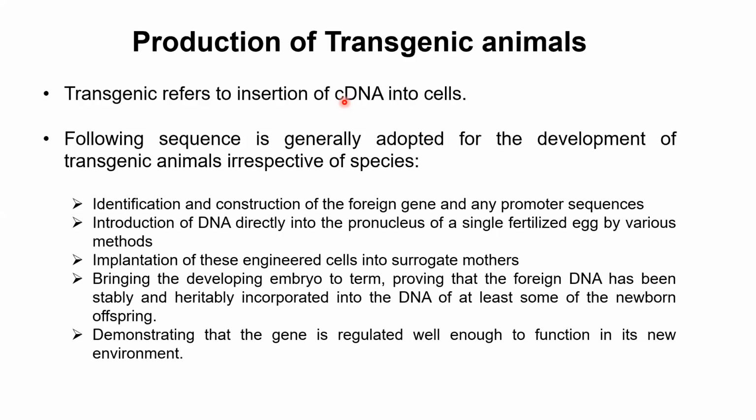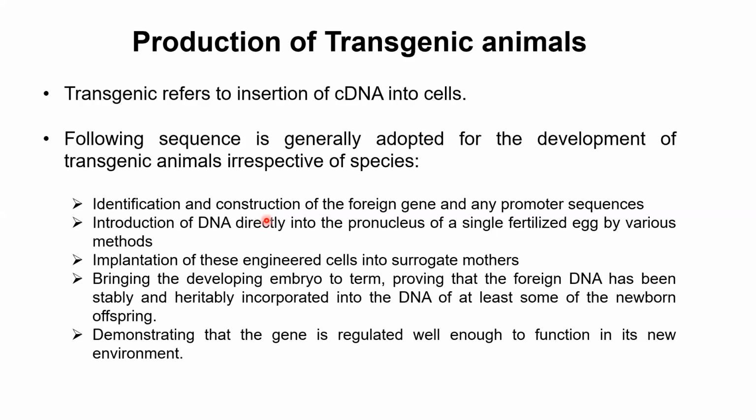So this is the general sequence that is adopted for the development of transgenic animals, irrespective of any species. The first one is identification and construction of the foreign gene, and then promoter sequences. This is very important, because if you place a faulty promoter and your gene is not expressed, then it is of no use.